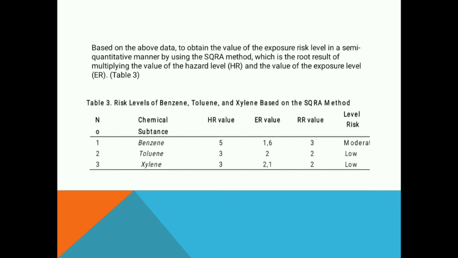Based on the above data, the exposure risk level is obtained in a semi-quantitative manner by using the SQRA method, which is the root result of multiplying the value of the hazard level (HR) and the value of the exposure level (ER). Table 3: risk level of benzene, toluene and xylene based on the SQRA method.